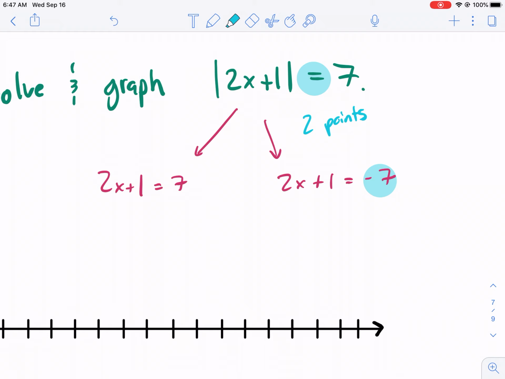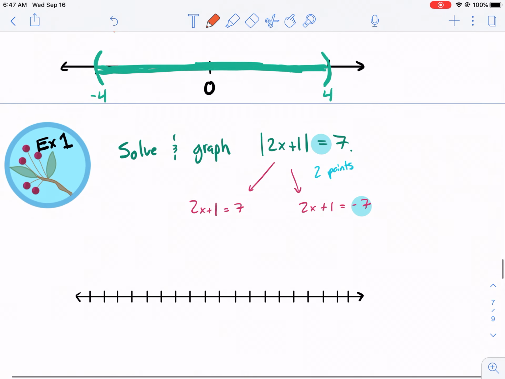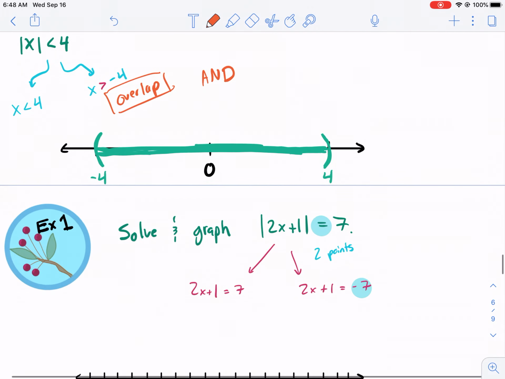When you flip an equal sign, it's just going to be the same. So it's just equals -7. Now we solve, okay? So I don't know if I said that earlier up here. Flip inequality of negative branch, graph inequalities. You might need to put in here solve if necessary. Solve if necessary, which most of the time it is. So we'll call this step 3.5. Sorry for not including that earlier, but I hope you guys get it.